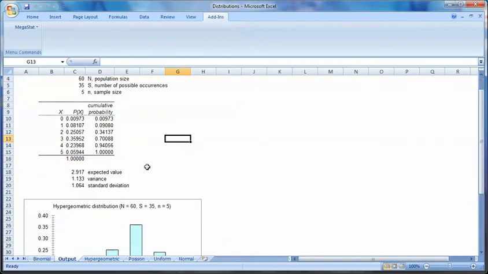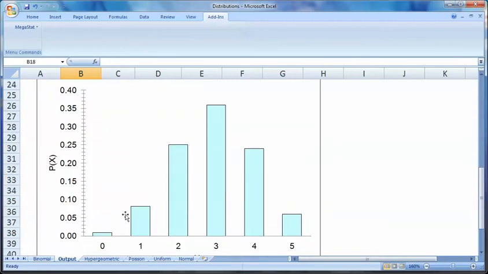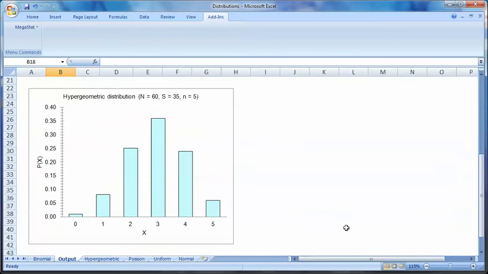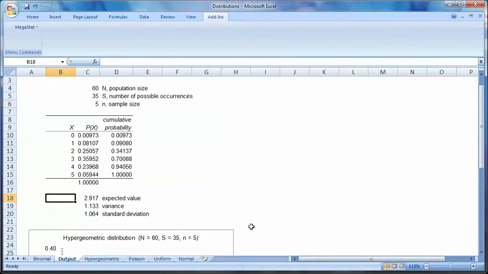All right. The probability of getting 0 is a little less than 1%. Selecting 1 gumball that is red out of 5 is about 8%. Selecting 2 is 25, 3 is 36, 4 is 34, and selecting all 5 is about 6%. So we look at the graph, it kind of goes up like this and down like that. So that is how we would find our hypergeometric distributions.